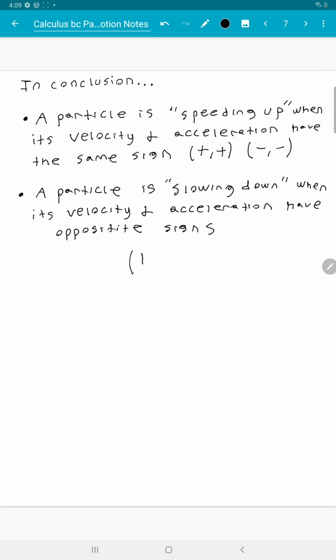So if velocity is positive and acceleration is negative, it's slowing down. And if velocity is negative and acceleration is positive, then it is also slowing down. So let's kind of think about this.